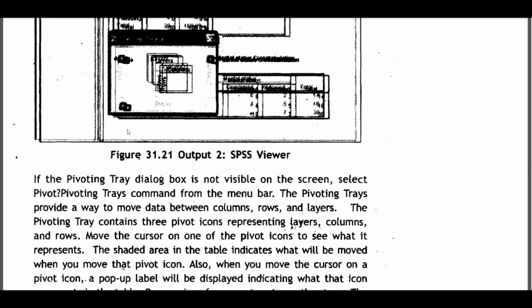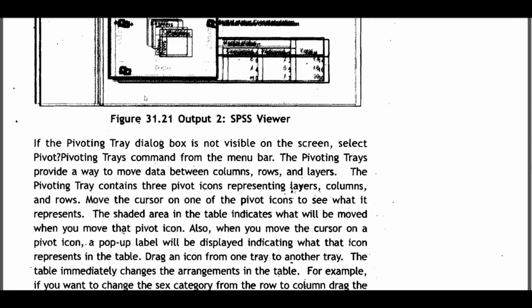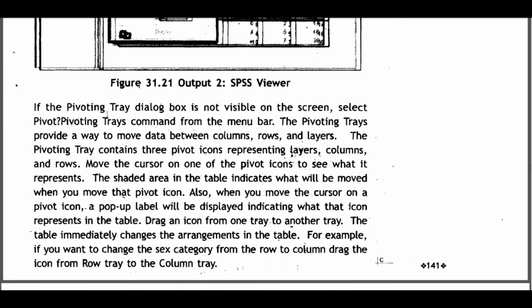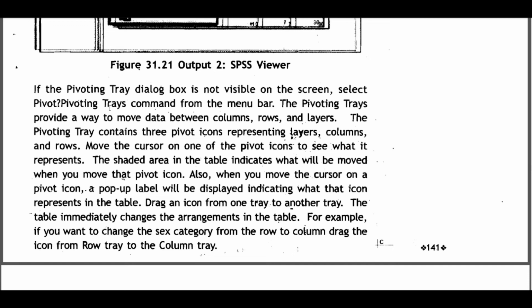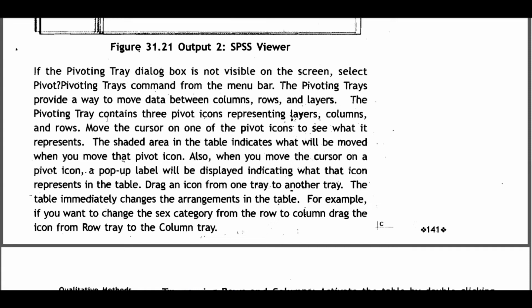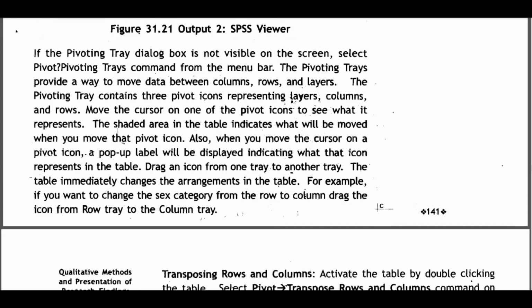So this is not the SPSS viewer. It's not very clear. If the pivoting tray dialog box is not visible on the screen, select the pivoting trays command from the menu bar. The pivoting tray provides a way to move data between columns, rows, and layers. The pivot tray contains 3 pivot icons representing layers, columns, and rows. Move the cursor on one of the pivot icons to see what it represents.